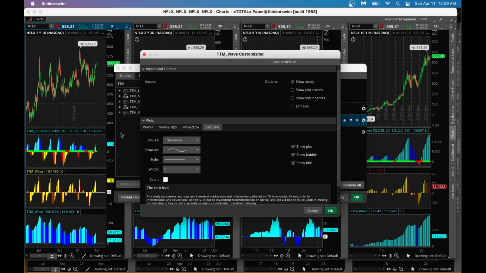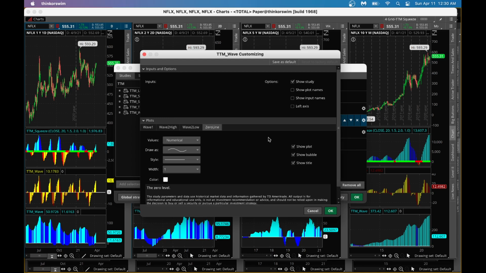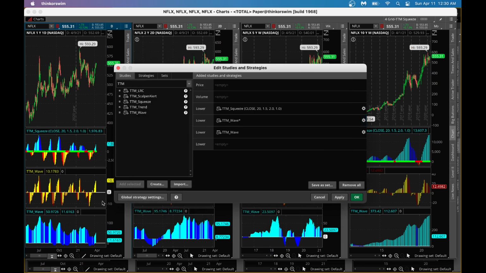So in short, for the A wave, you need to make sure that in wave 1 you have show plot, show bubble, and show title. And in wave 2, you should not have show plot checked. So uncheck the show plot, and wave 2 low, same story, uncheck the show plot. Zero line, you need the zero line. So that's your A wave, which is right here. This is the A wave.